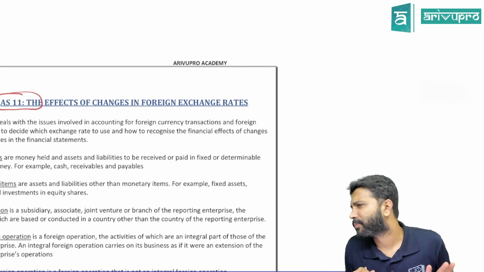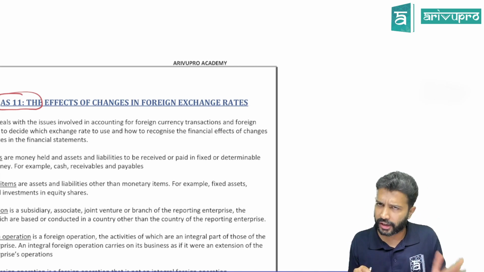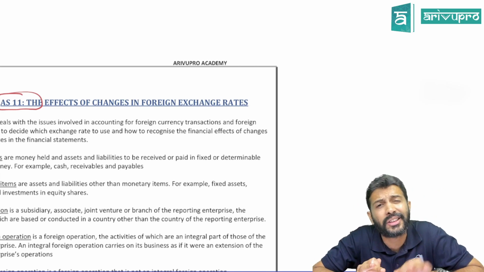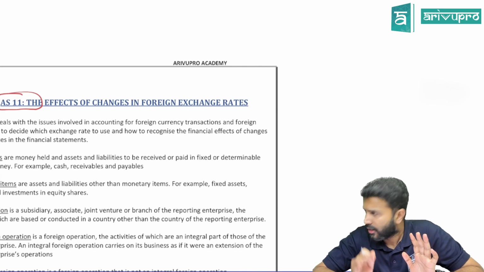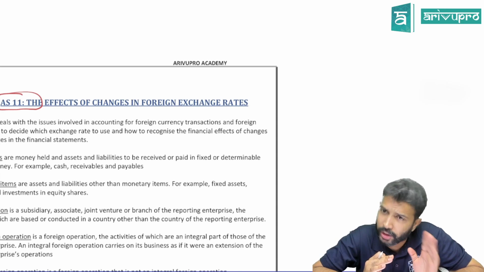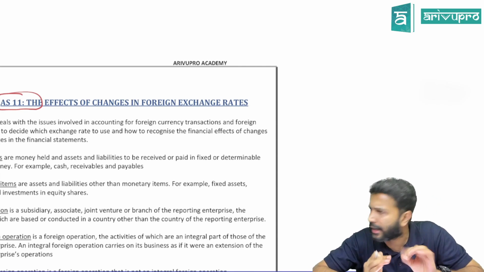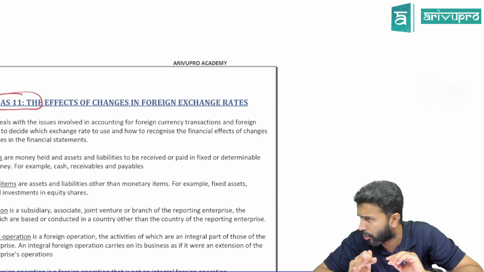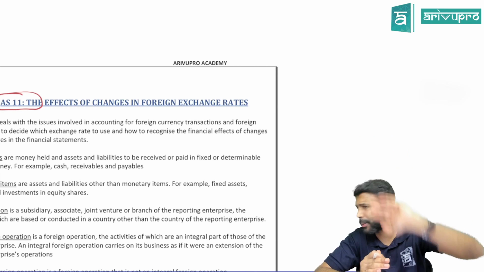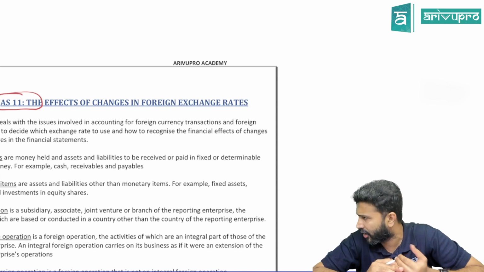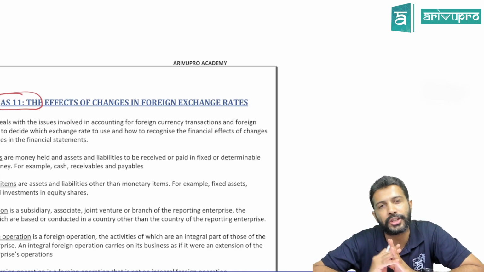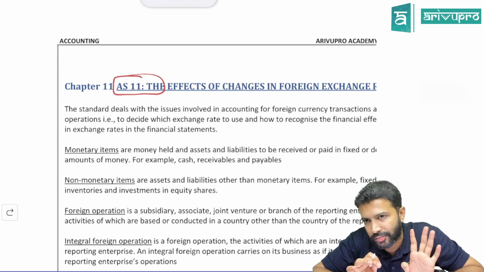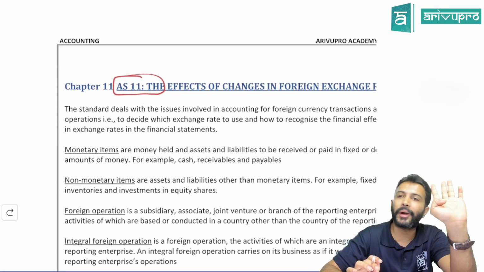It's very simple. This particular standard gets triggered only if you are doing a transaction in a currency other than INR. If you are doing any transaction in foreign currency, being purchasing goods from a foreign country and paying in dollars, euro, or selling goods to a Japanese customer and receiving Japanese yen, then only AS 11 will come into effect. Otherwise, no. Fair enough? Only foreign currency transactions. That's the scope. Everybody good enough?